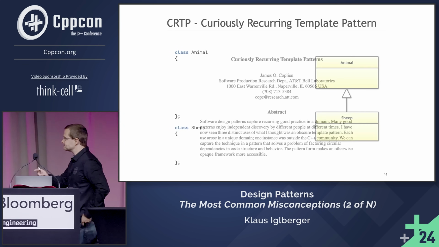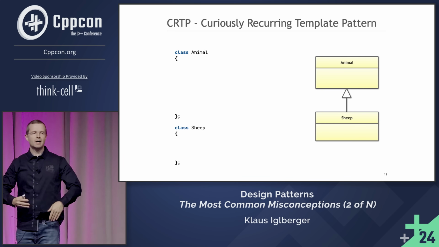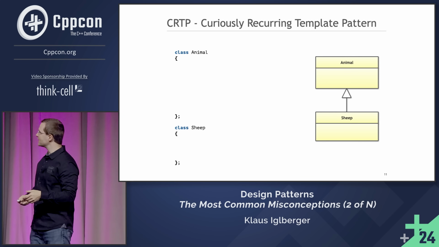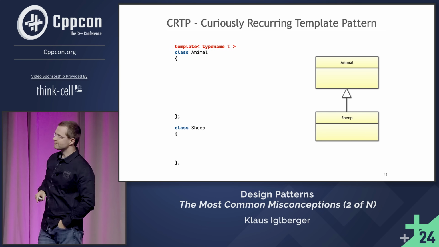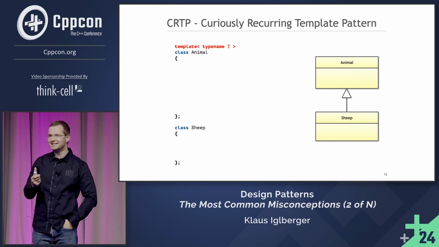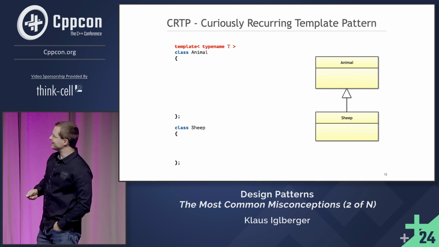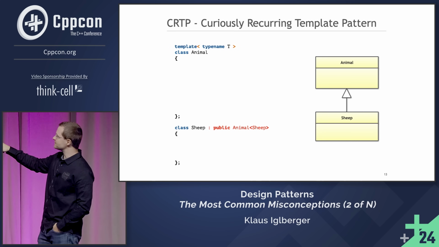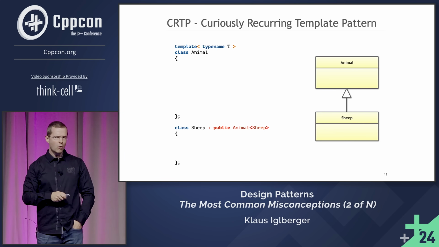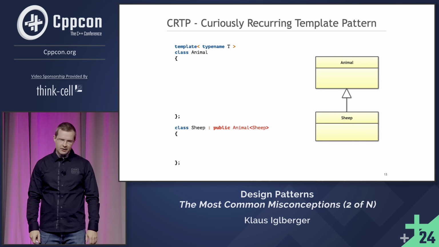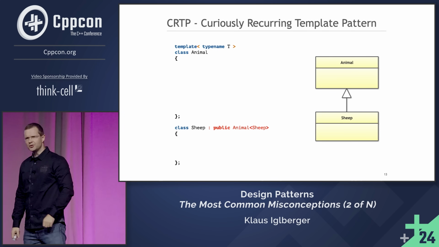So what is CRTP? Well, imagine you have an inheritance hierarchy. And I'm going to choose a classic one. So say we have an Animal base class and a Sheep derived class. Now, the base class, first of all, is a class template. And now here comes the curious part already. The derived class inherits from this base class by passing itself as a template parameter. Whoa. So if you have seen this before, you now know and say, yeah, Klaus, move on. But if you have not seen this before, this is truly curious.